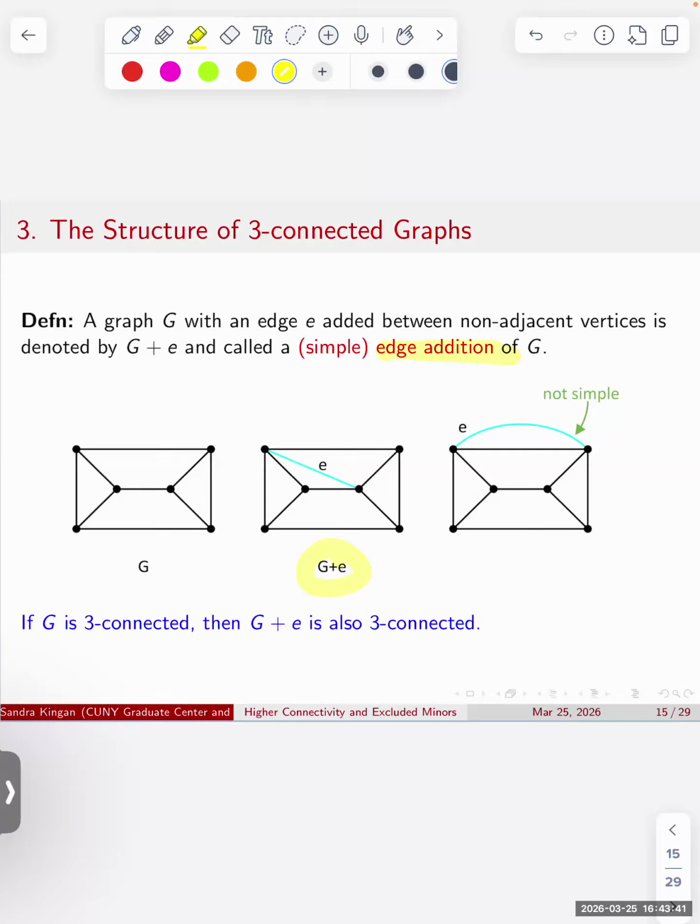And then just one thing to note is that the edge is not simple. I mean, these are multigraphs, so you might think, can we add an edge in parallel? Well, you can, but we don't want to here. And that way, if G is three connected, then, well, even if you added an edge in parallel, this would be true, but we just don't want to. If G is three connected, then G plus E is also three connected.